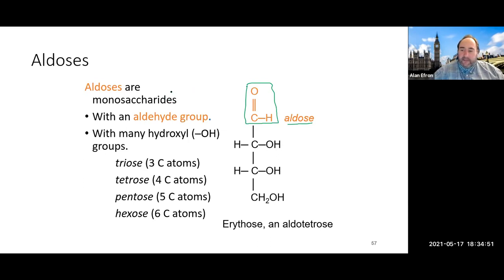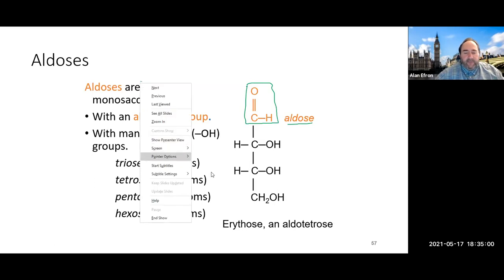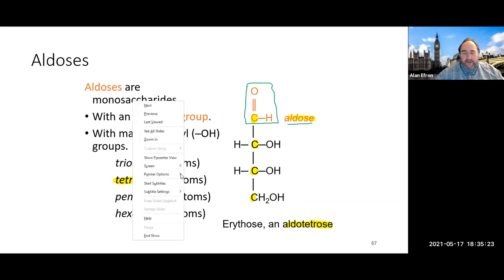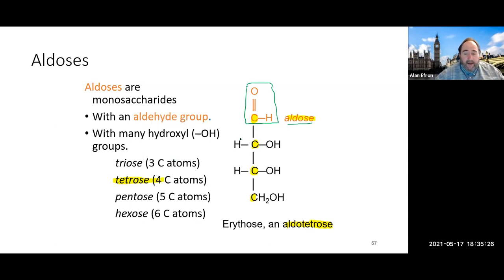If there are 3 carbons, it's sometimes referred to as a triose. If there are 4 carbons, it's a tetrose, like tetra. 5 carbons, pentose, and hexose would be 6 carbons. So here, if we look at this, 1, 2, 3, and 4 carbons there, 4 carbons would make this a tetrose. That's why it's sometimes referred to as an aldotetrose, because it's an aldose with 4 carbons present. So if we also look at this one, we could relate what we talked about a second ago. This is carbon 1, this is carbon 2, this is carbon 3, this is carbon 4.